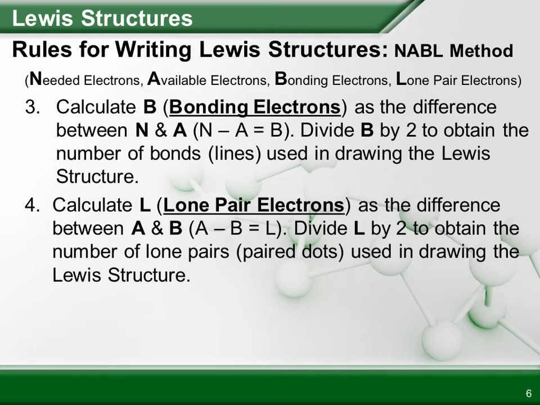L are the lone pair electrons, and we're going to treat that similarly as we did B. It is the difference between A and B, so you take A and you subtract B from it. Remember though, the B that we're interested in was the first calculated B, not the divided B. We want to know total electrons here. So once we have done that, then we will divide that calculated L by 2 to obtain the number of lone pairs. This is how many paired dots we're going to use in our Lewis structure.